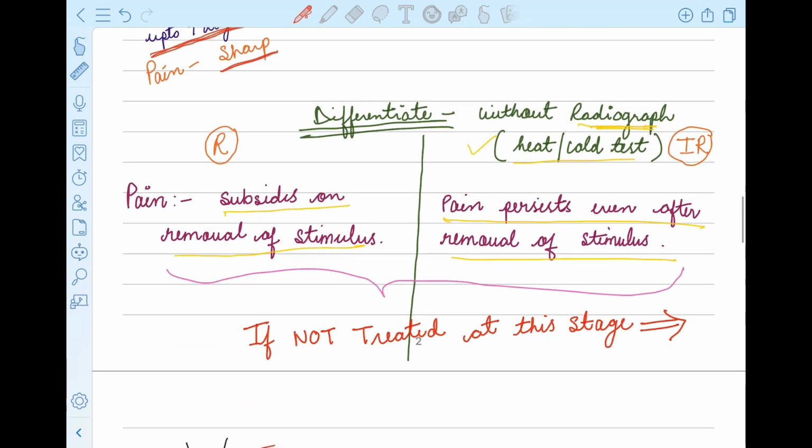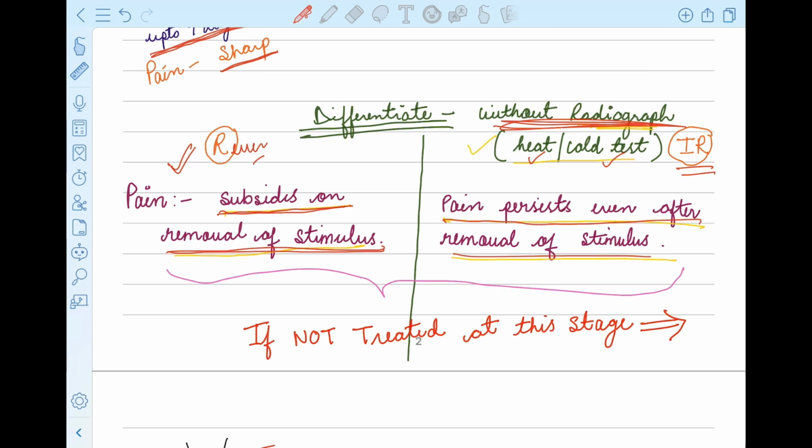So now let's understand how you are going to differentiate whether it is reversible pulpitis or irreversible pulpitis without a radiograph. You have not been shown a radiograph and now you have to differentiate. For that we have the heat and cold test. In case of reversible pulpitis, pain subsides on removal of the stimulus. So there will not be any pain if you remove the stimulus. But in case of irreversible pulpitis, the pain persists even if you remove the stimulus. So this is how you differentiate between reversible pulpitis and irreversible pulpitis.